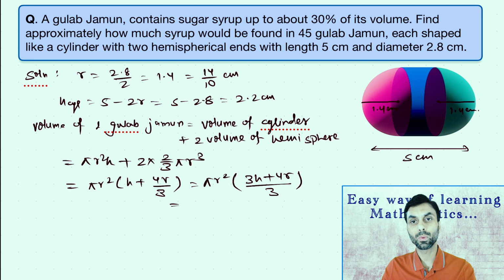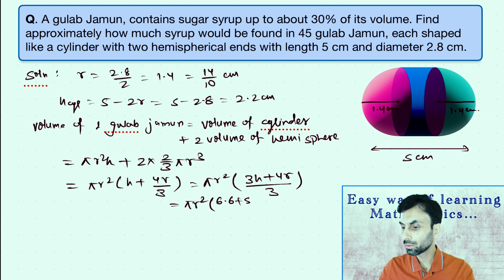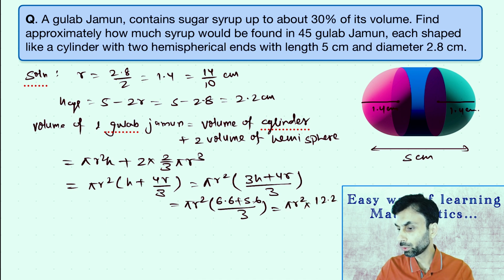Here first we'll substitute only the value of h and r in the bracket. Later on we'll find out the exact value. So we'll leave pi r square as it is. 3 into h, so h is 2.2, which will become 6.6 plus 4r, that will be equal to 5.6, divided by 3, which will be pi r square into 12.2 upon 3 cubic centimeter.